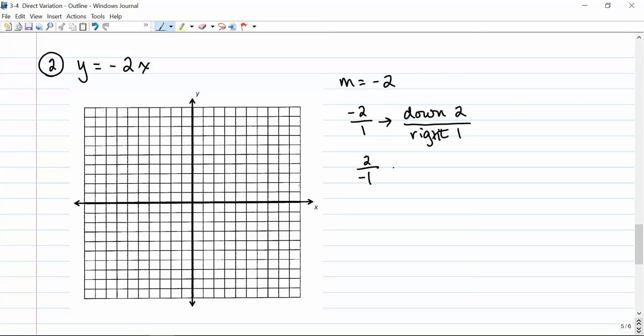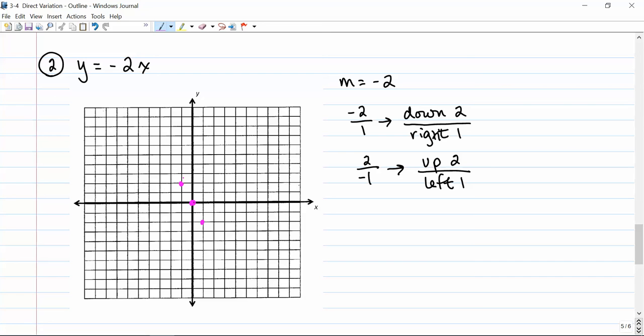So now if I put my -1 on the bottom, that's going to tell me on the top to go up 2, and on the bottom I'm going to go left 1. So let's go ahead and graph this. Starting at the origin here, I'm going to go down 2 and right 1. Going back to the origin, I'm going to go up 2 and left 1.